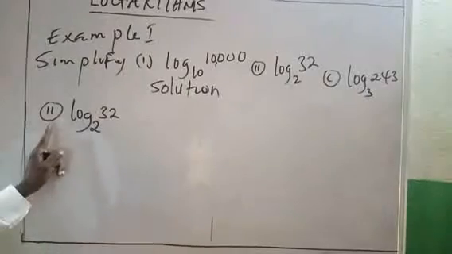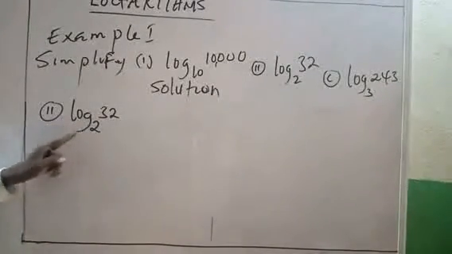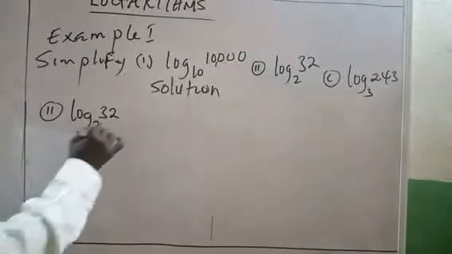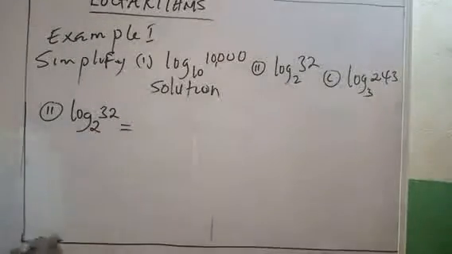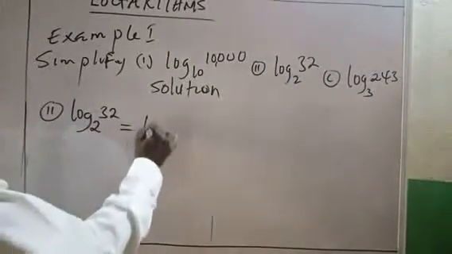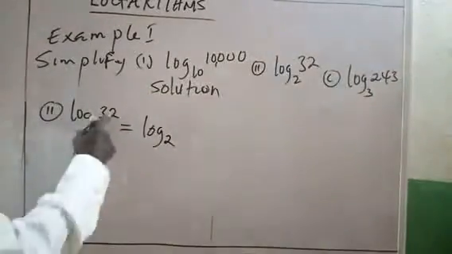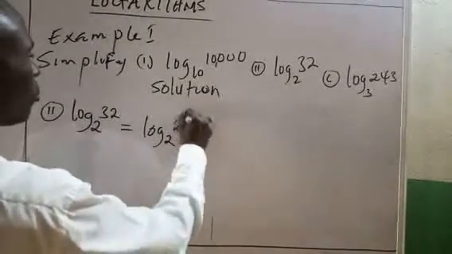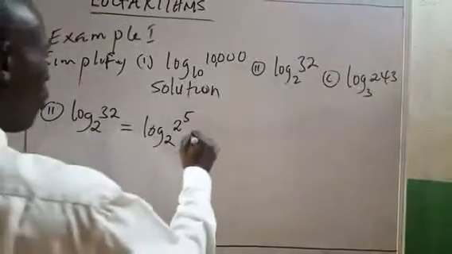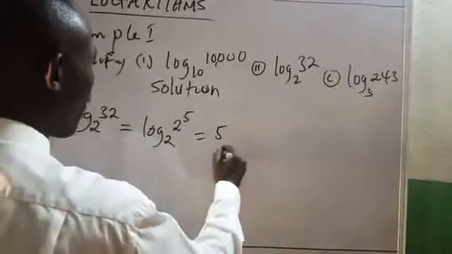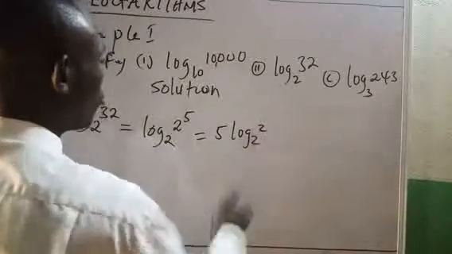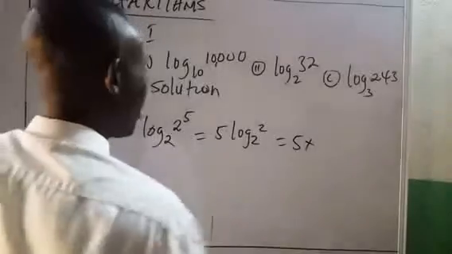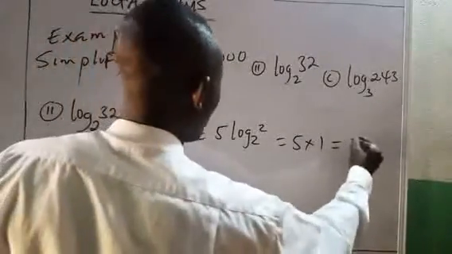Two, we have log 32 to base 2. This is the same thing as log 2 raised to the power of 5, since 32 is 2 raised to the power of 5. And from law 3, that will also be 5 log 2 base 2. And that is as good as what? 5 times 1, which is equal to 5.